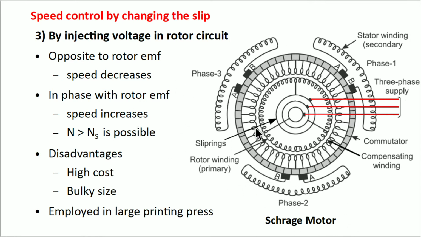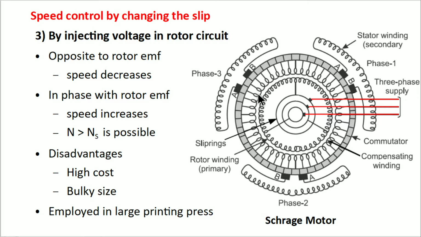Now let us see, this method is used in the Schrage motor, which is shown here. Schrage motor is a special type of motor in which the primary winding is on the rotor. The three-phase supply is connected through slip rings as shown here to this three-phase AC winding, which is mounted on the rotor. In general motors, this winding is on the stator. So the armature winding or primary winding as shown here is mounted on the rotor and the three-phase supply is connected to it through slip rings.